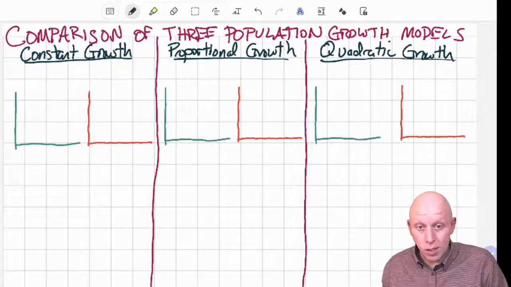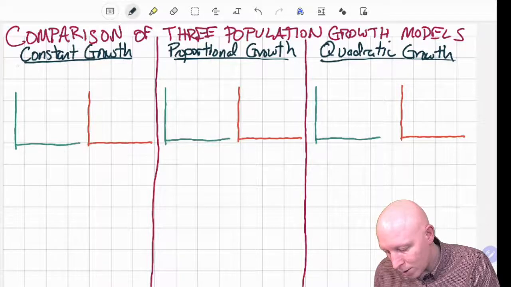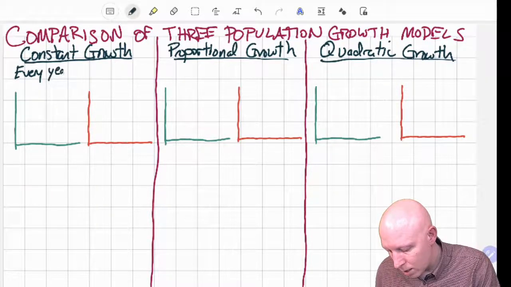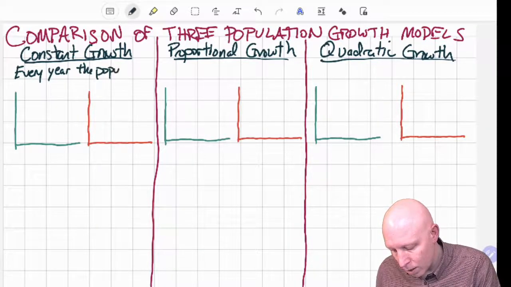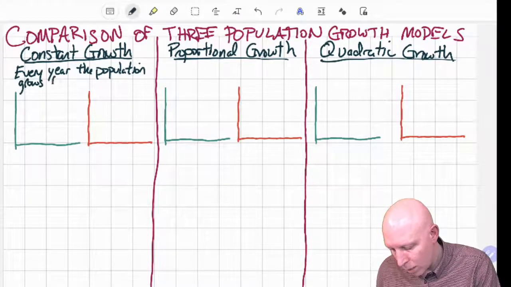And we already saw the constant growth model. Let's write down what do we say. So in the constant growth model, every year the population grows by the same amount.